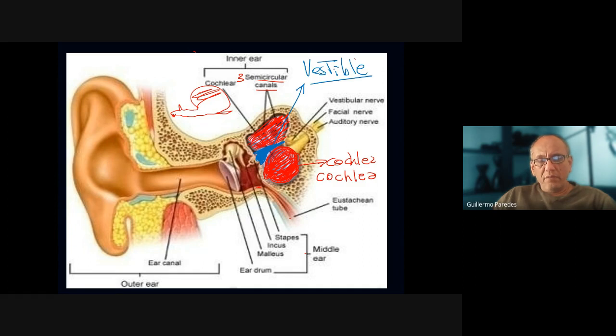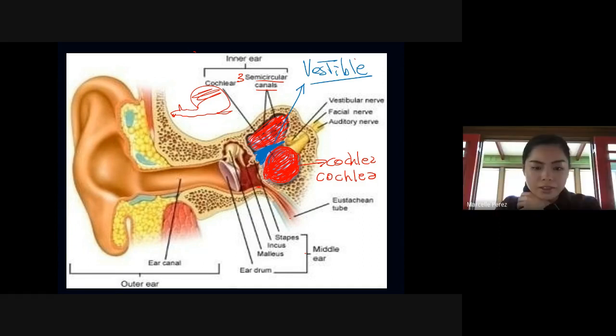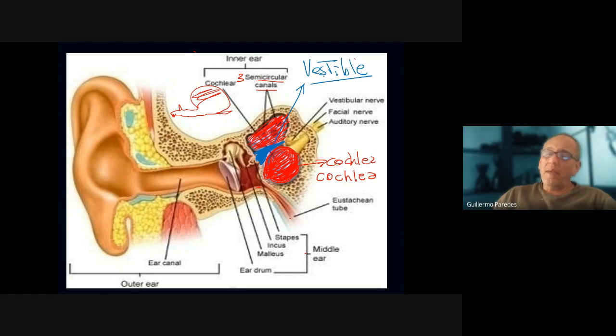Vestibule, spell me, please. Correct me. Vestibule is like this, like the entry of a building. I think that's right, Dr. Jim. All right, thank you.